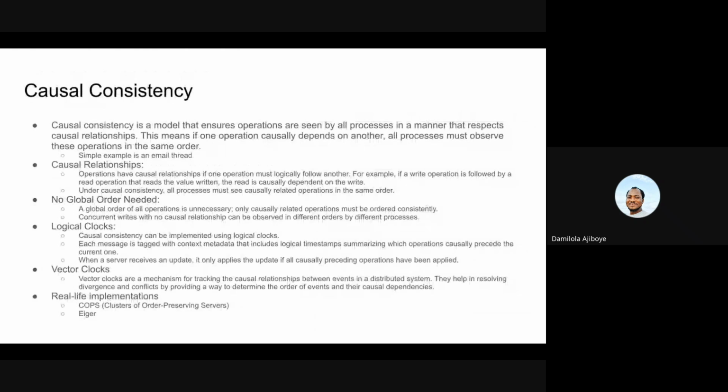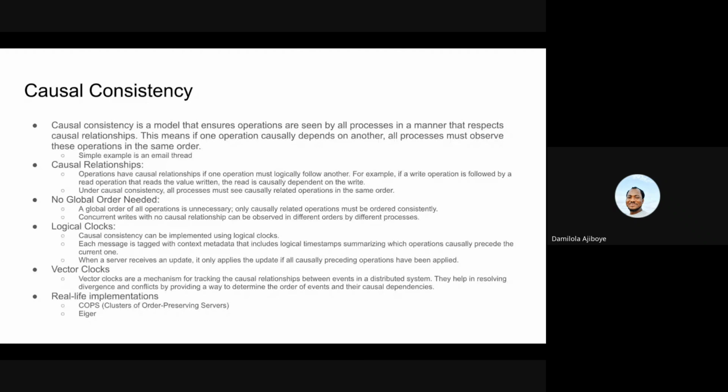So let's look at causal consistency. In causal consistency, what we're looking at is more about cause and effect, right? For every operation, we want to make sure that the order is based on some relationship that it has with the previous operation.